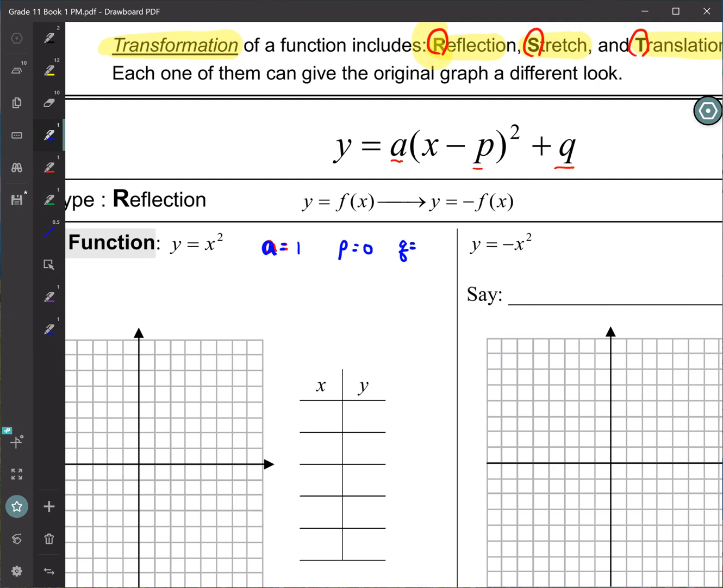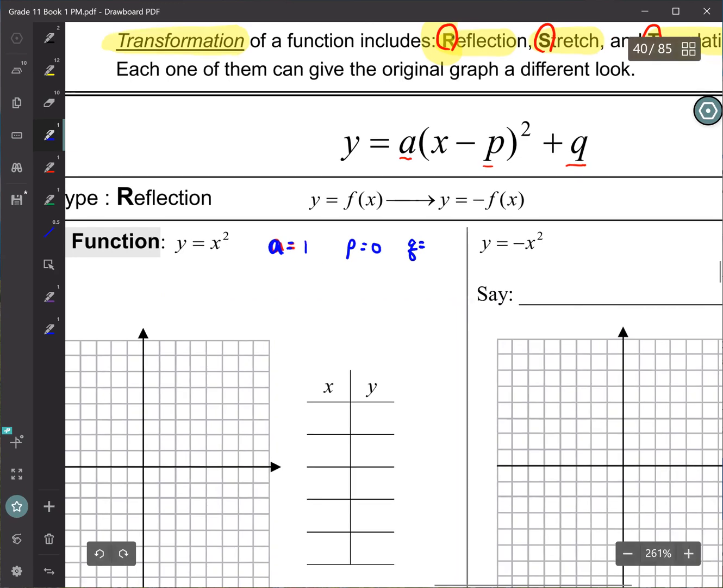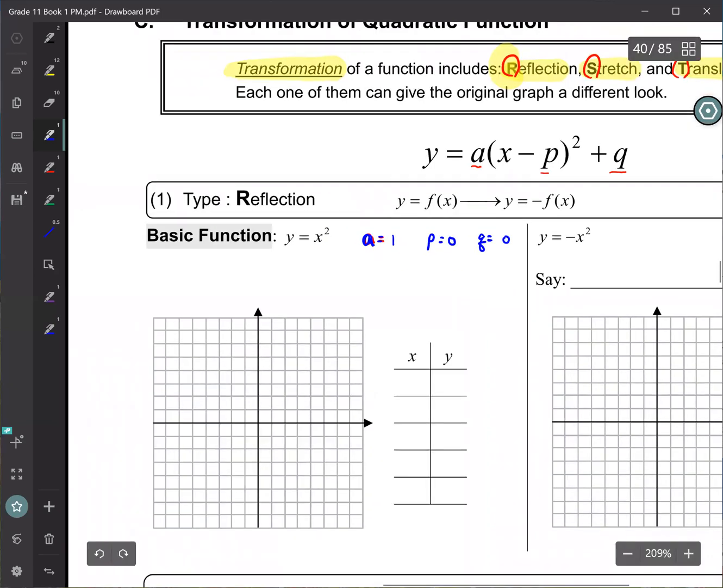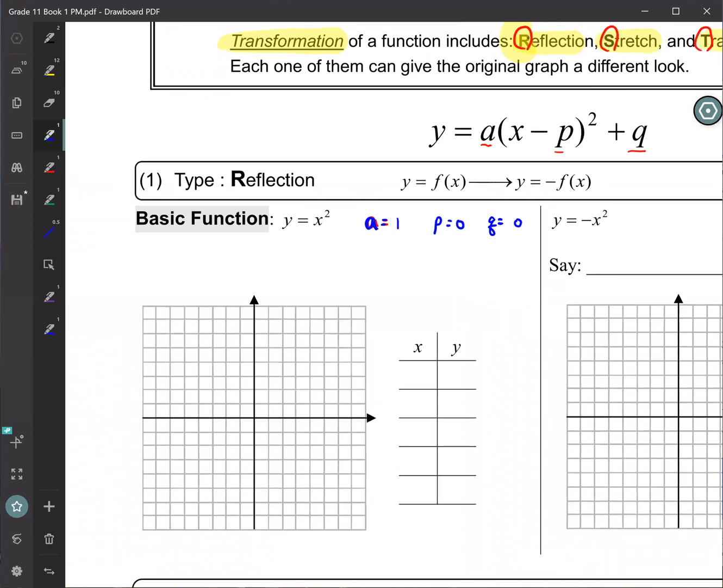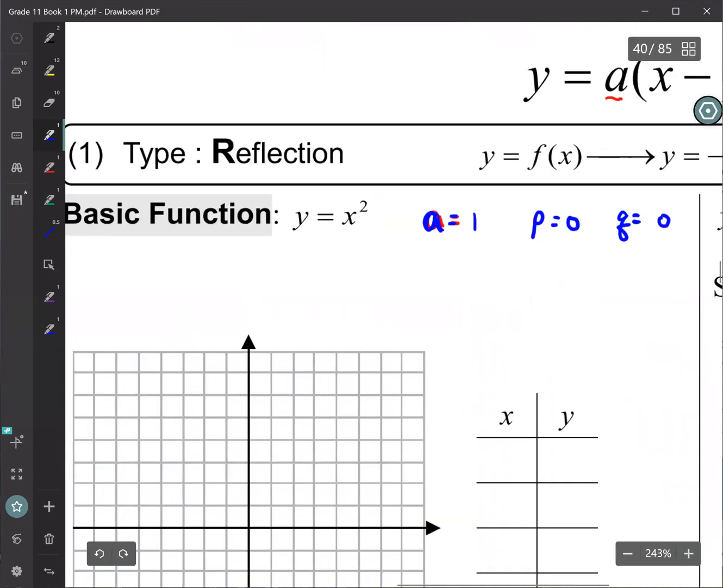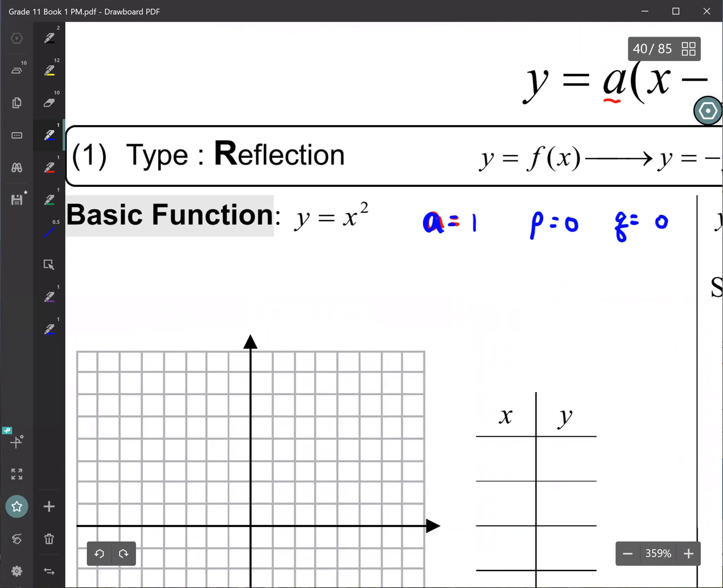And then Q is whatever goes after the square. So what do you think the Q is, Jiawen? 0? Yeah, also 0. So that's why I call this one a basic function. It doesn't have anything special to it, nothing adding, nothing subtracting. P and Q are both 0. So it's the original graph before anything happens, the simplest one. It is still in standard form, except a very simple standard form.